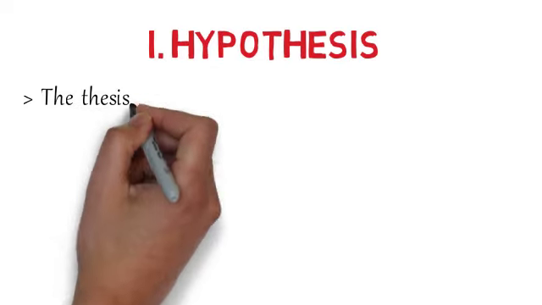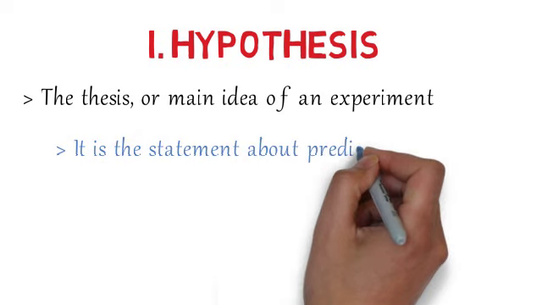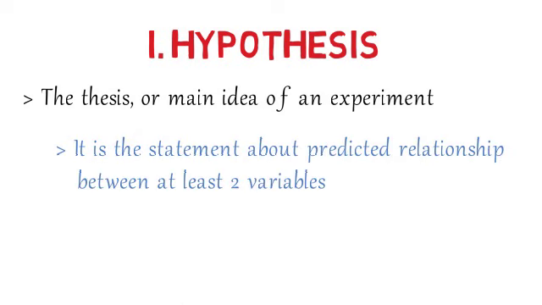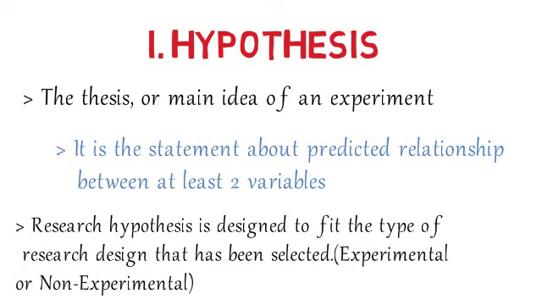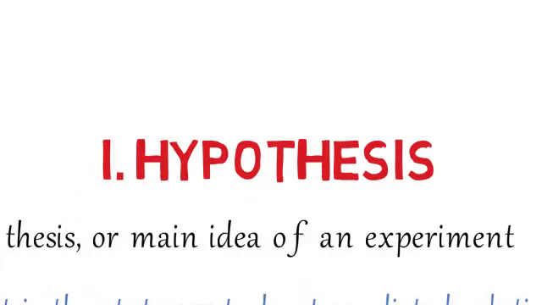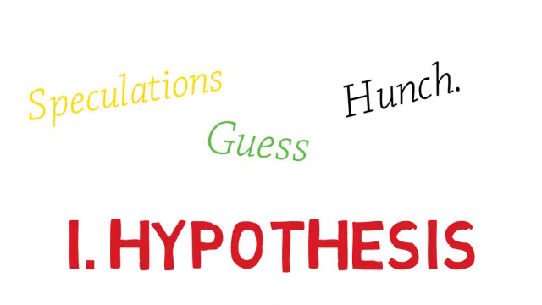Hypothesis is the thesis or the main idea of an experiment. It is the statement about predicted relationship between at least two variables. Research hypothesis is designed to fit the type of research design that has been selected. Some non-scientific synonyms of hypothesis are called speculations, guess, or hunch.